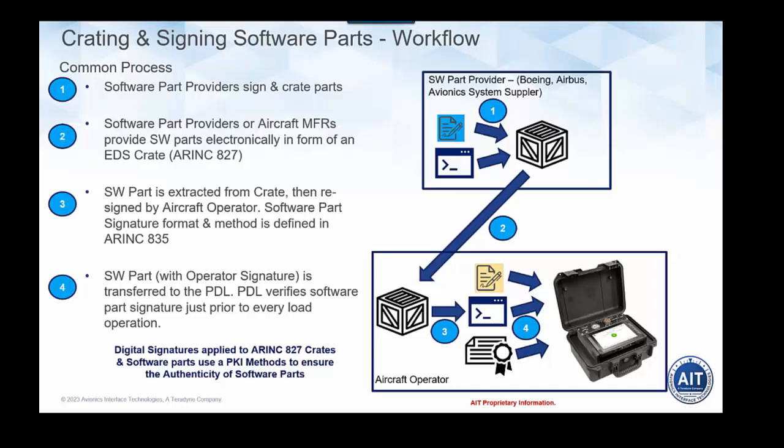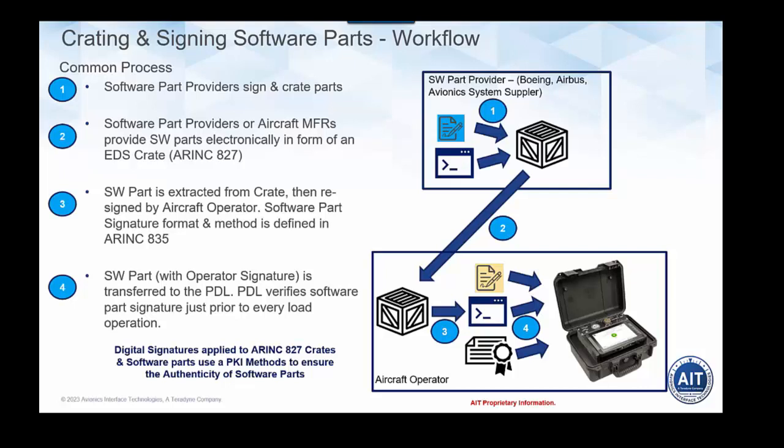Then the operator would re-sign that part, basically indicating that I accept this part and I am putting a signature on it to say that I am validating or authenticating this part to be distributed to a data loader and loaded onto an aircraft. And then at that data loader, the software part signature would be checked so that the data loader can ensure that that part is the actual original part that came from aircraft engineering. And because aircraft engineering checked the signature when it came from the software part supplier, you're ultimately verifying out at the PDL that that part has an authentic source, that it's the actual part that hasn't been corrupted since it came from the source.